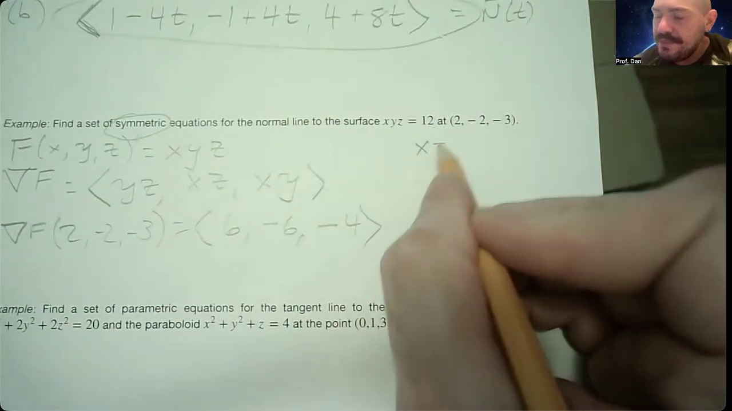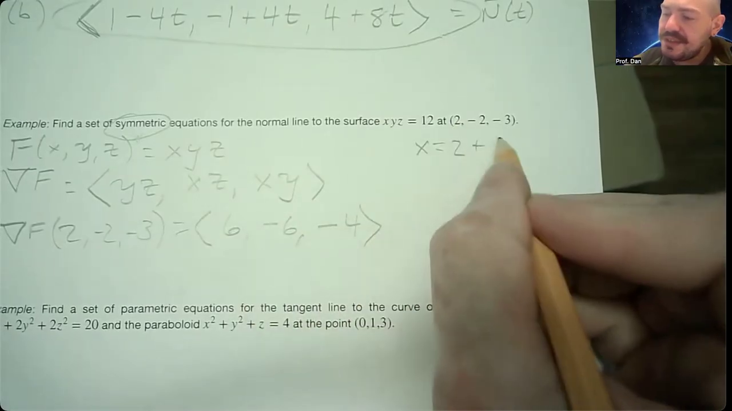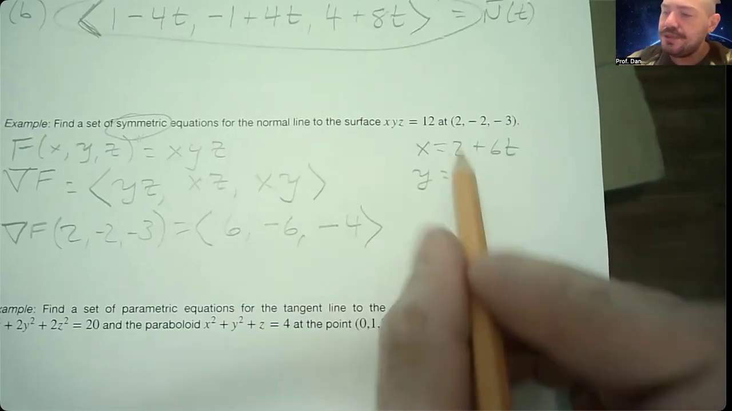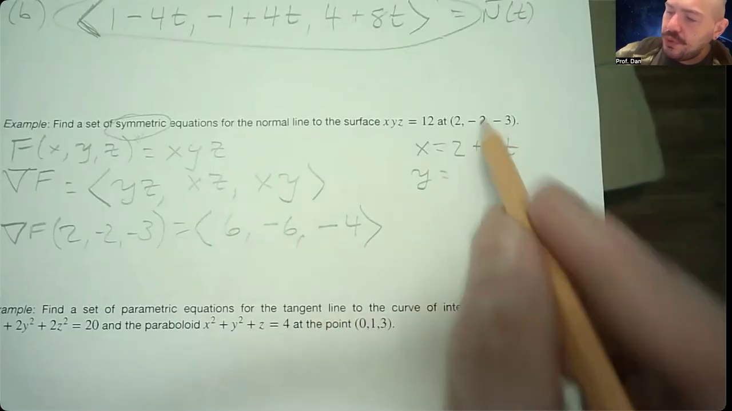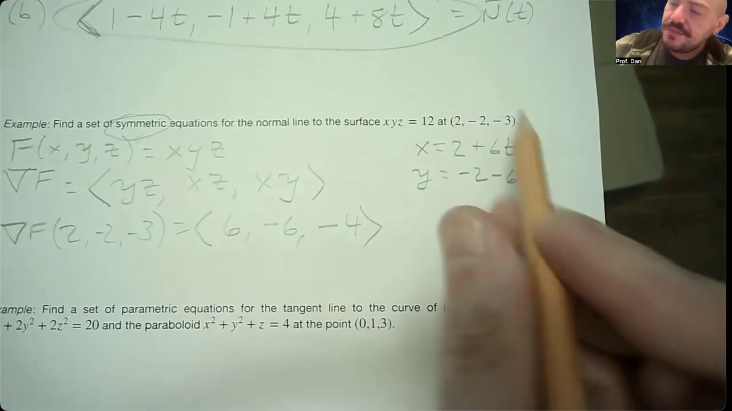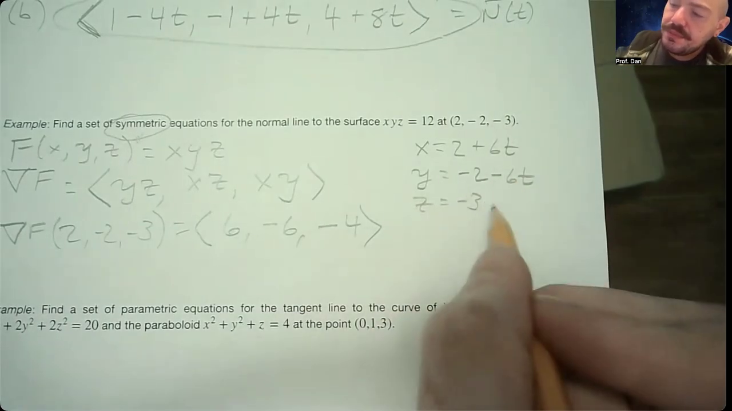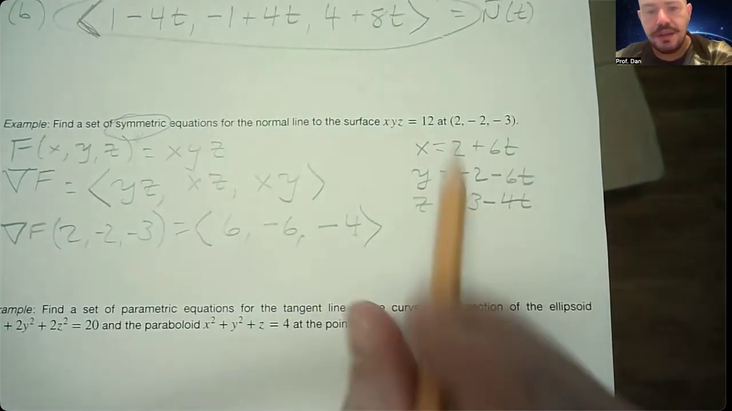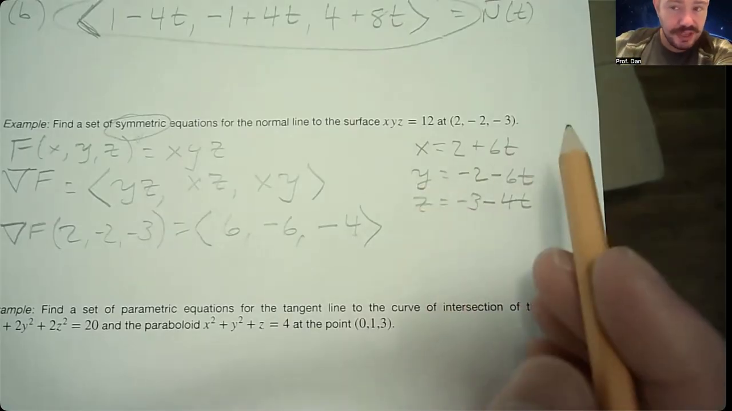So x is going to be equal to my x coordinate 2 plus 6t. y is going to be equal to my y coordinate, -2, minus 6t. And then z will be my z coordinate, -3, minus 4t. And these are parametric equations. Technically, this does describe the normal line, right?